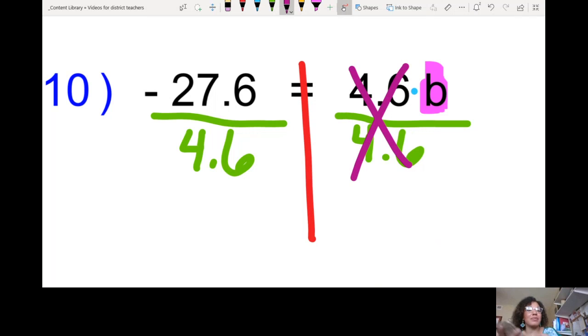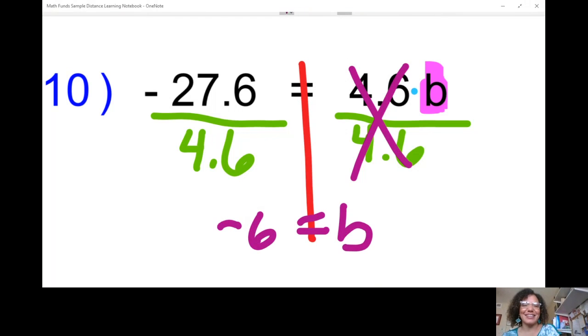All right, let's see. Hey, Siri. What's negative 27.6 divided by 4.6? Negative 27.6 divided by 4.6 is negative 6. A negative 6 equals B.